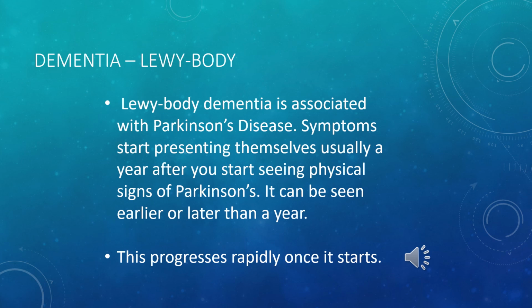Now, Lewy body dementia is a type of dementia that's associated with Parkinson's disease. Now, symptoms often start at least a year before you actually start seeing the signs of Lewy body dementia. It can take a lot shorter period of time, or it can take a lot longer, as in years, before you actually start to see this type of dementia. It depends on how fast the Parkinson's is progressing. There is a type that progresses very slowly, and there is a type that is very aggressive. And it depends on the type of Parkinson's that a person has.